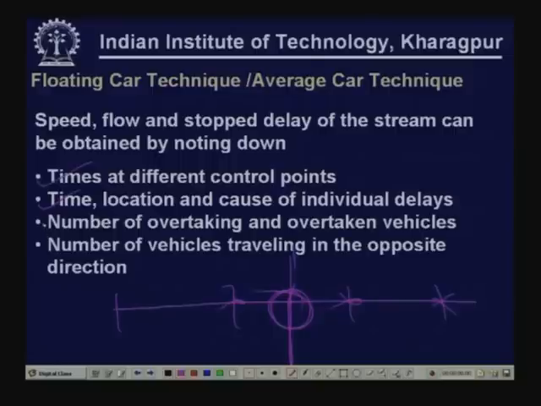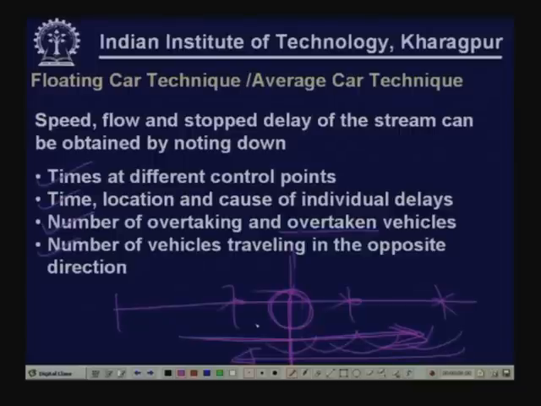The number of overtaking and overtaken vehicles are recorded. So, what are overtaking and overtaken vehicles? When the test vehicle is moving in this direction, how many vehicles are overtaking the test vehicle in the same direction, that is the number of overtaking vehicles, and the test car also may overtake some of the slow moving vehicles. We take a count of those also, which are overtaken vehicles. The number of vehicles traveling in the opposite direction is also noted. Suppose we are going in this direction, some vehicles are traveling in the opposite direction, we take a count of those opposing traffic also, how many vehicles are coming from the opposite direction. So, we count the number of vehicles which are overtaking, which are overtaken, and also the number of vehicles which are coming from the opposite direction.